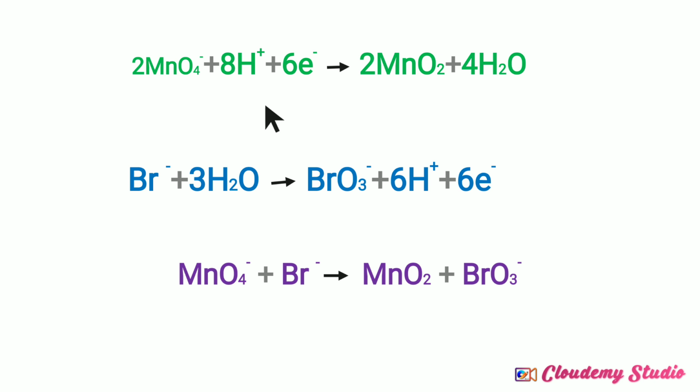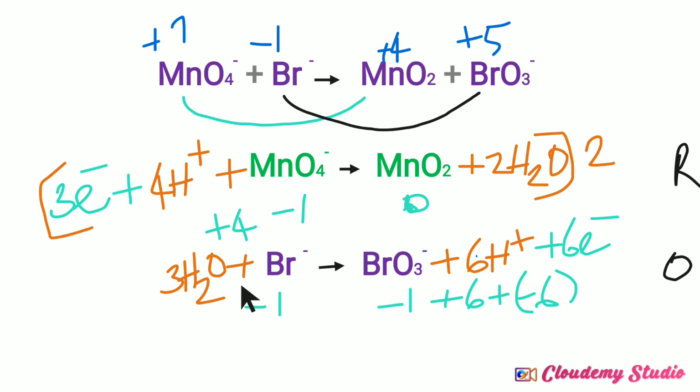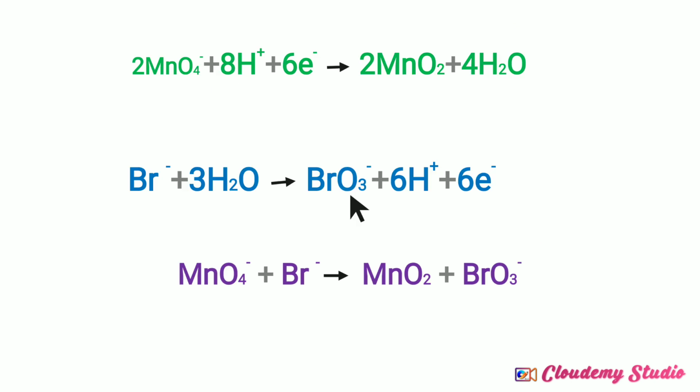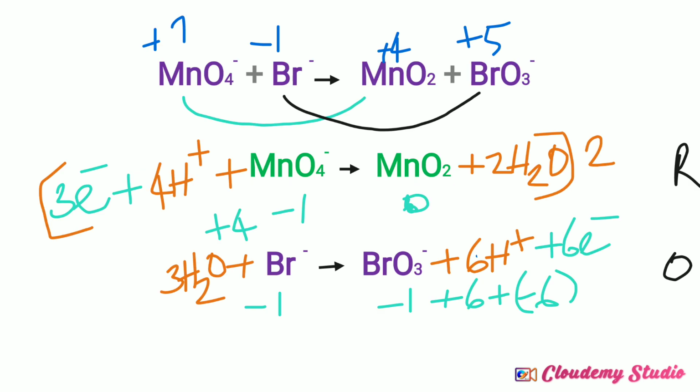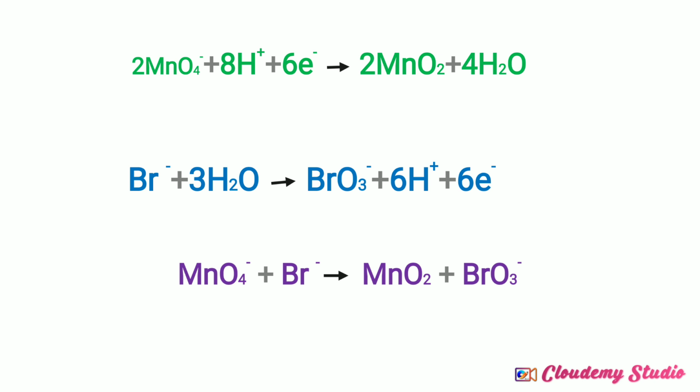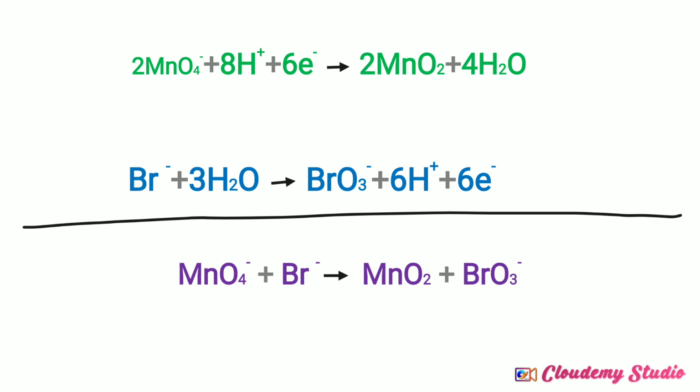Here I have already multiplied by 2. The reduction half reaction is multiplied by 2. That is written here. This is the oxidation half reaction that we already got, that is written: 3 molecules of water, then 6 hydrogen ions, 6 bromate ions, 6 electrons. This we have written here. Now both the half reactions we need to add together. So both the half reactions are added together.